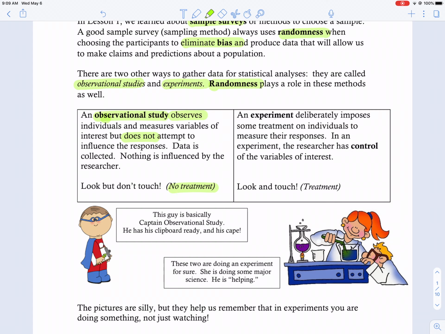Whereas an experiment deliberately imposes some treatment on the individuals to measure their responses. In an experiment, the researcher has control of the variables of interest. So look and touch. There is treatment in an experiment.